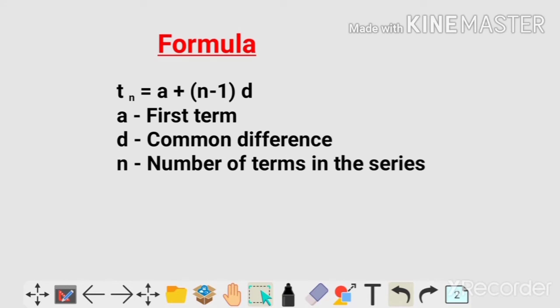Before starting to solve the questions, let's look at the formula. The formula is Tn, that means the nth term of the AP series, equals A plus n minus 1 into D, where A is the first term of the series, D is the common difference, and n is the number of terms in the series. So now let's move to the questions.